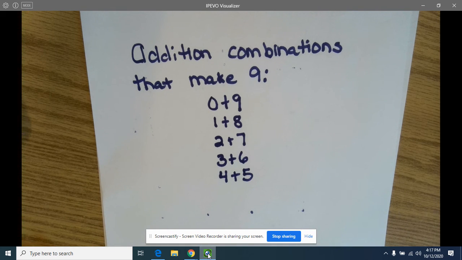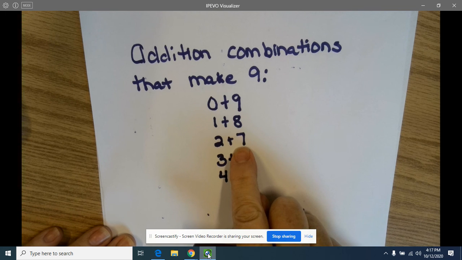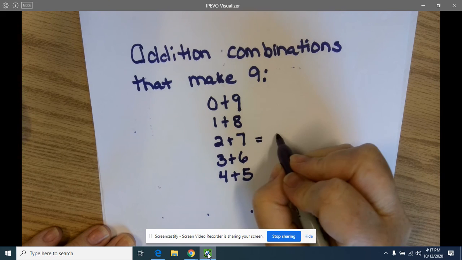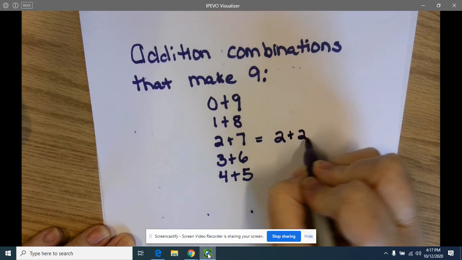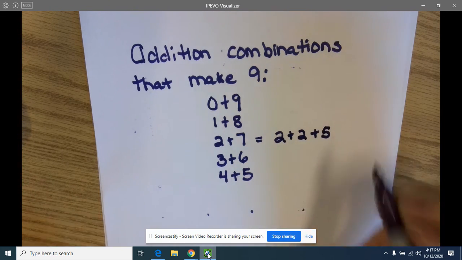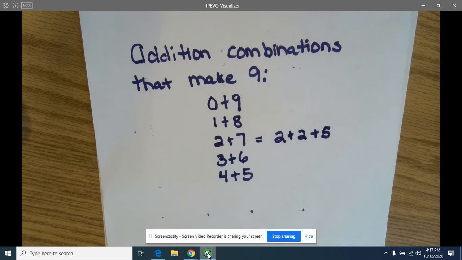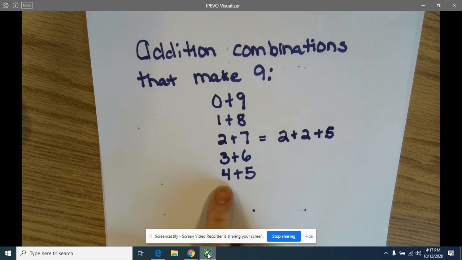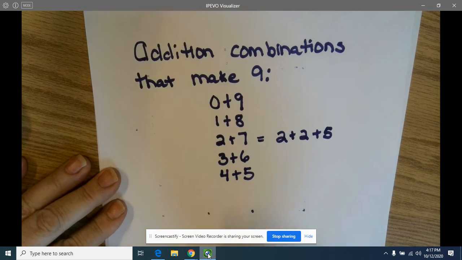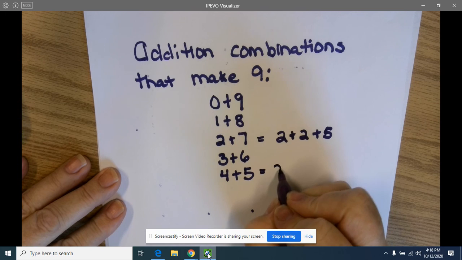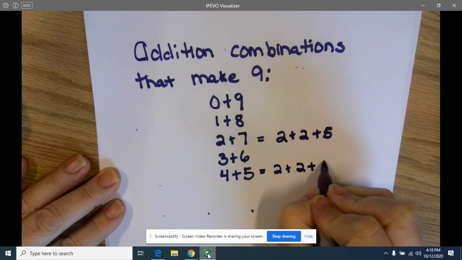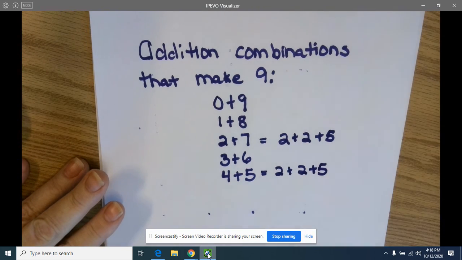We might have to break apart our 9 into more pieces if we need to. So remember how we broke the 7 apart into 5 plus 2? We might have to say 2 plus 2 plus 5 and draw our arrays that way. Same thing down here. 4 is 2 plus 2. 2 plus 2 plus 5. Okay.